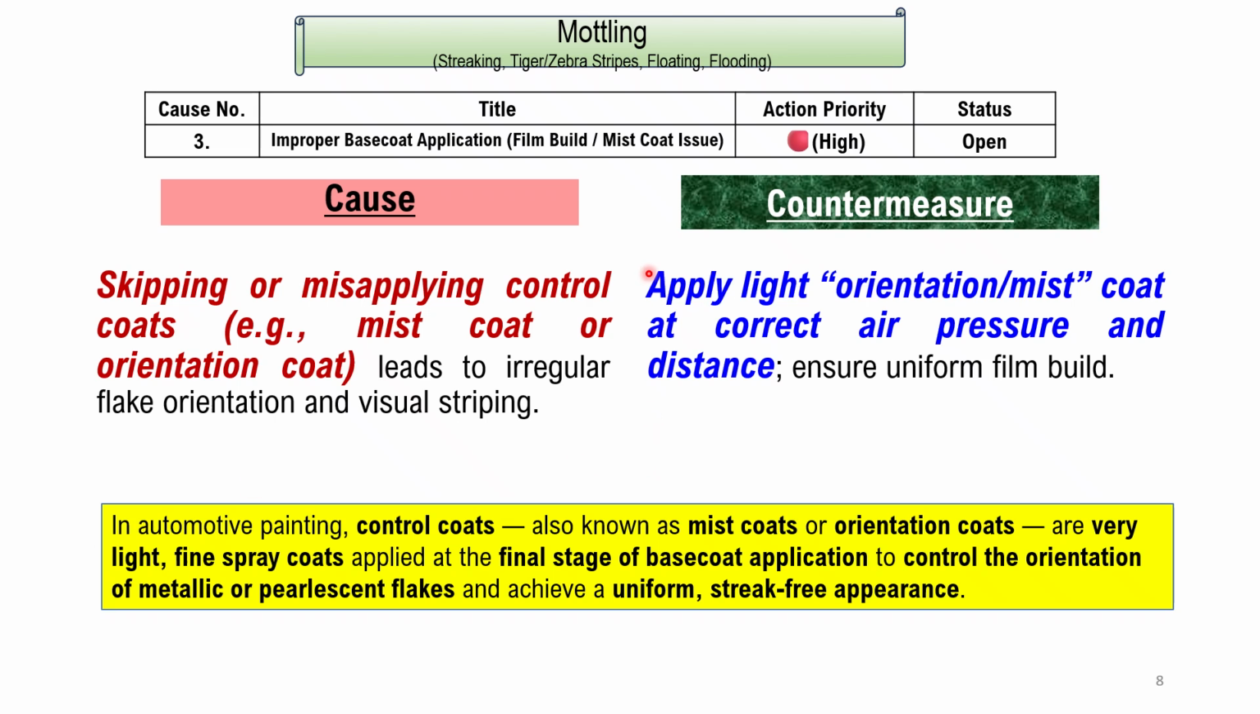Here in this case, the recommended countermeasure is to apply a light orientation oblique mist coat at correct air pressure and distance. Ensure uniform film build.